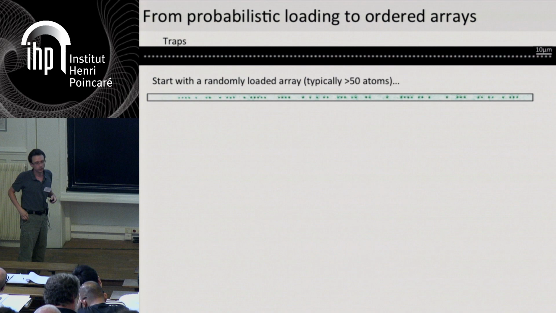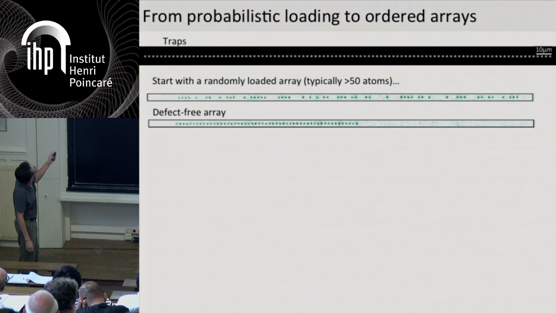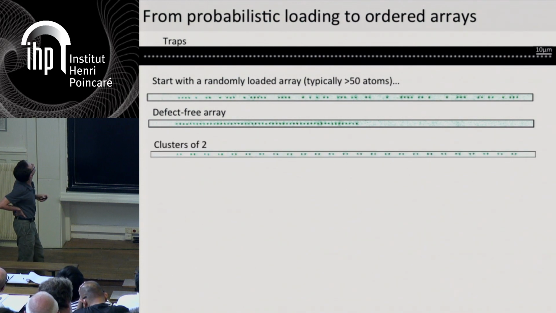So here is typically what we get. The first line here is the array of traps. This is just the image of the 100 optical tweezers on the camera. And then we start with a randomly loaded array. So here's one random single-shot image of what we typically get. And after the rearrangement, we can get, for example, a defect-free array of on the order of 50 atoms.